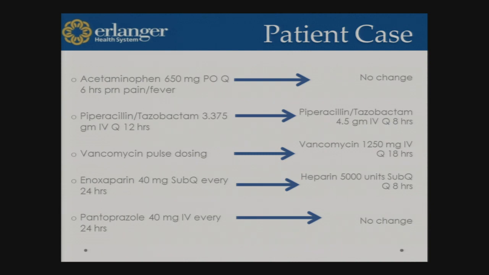Vanc pulse dosing probably needs to be changed. I would do 1250 Q18 in this patient. So patients that are on higher effluent doses, so I'm saying probably greater than 35 to 40 mL per kilo per hour, I'd recommend Q12 hour Vanc dosing on them. And I typically do not give them 15 mg per kg. I do more like 10 to 12. Lovenox I would change to sub-Q heparin, and the Protonix does not need to be changed.